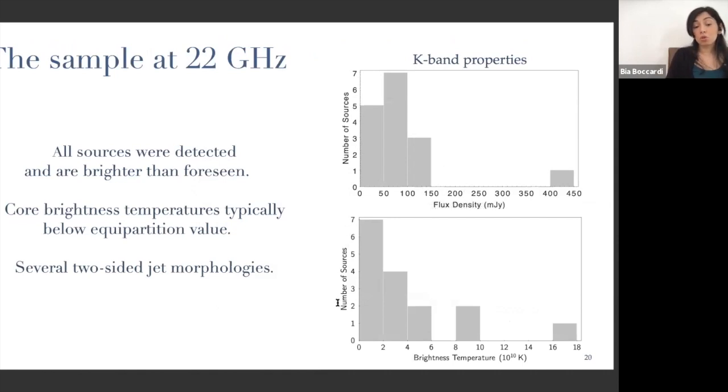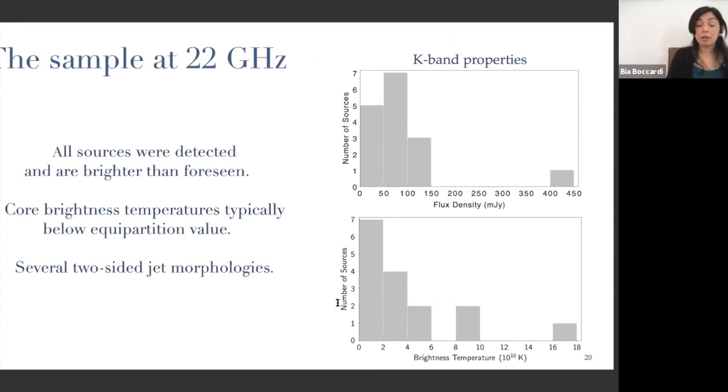These sources also have brightness temperatures which are typically much lower than we observe in blazars, below the equipartition value. So there is a hint that we are actually observing the jet in a region where the physical conditions are very different from those that we observe in blazars.